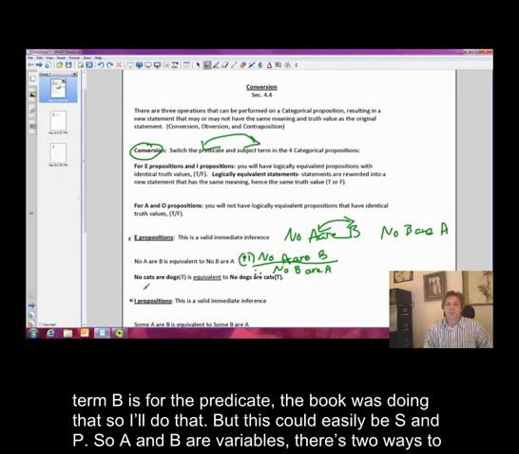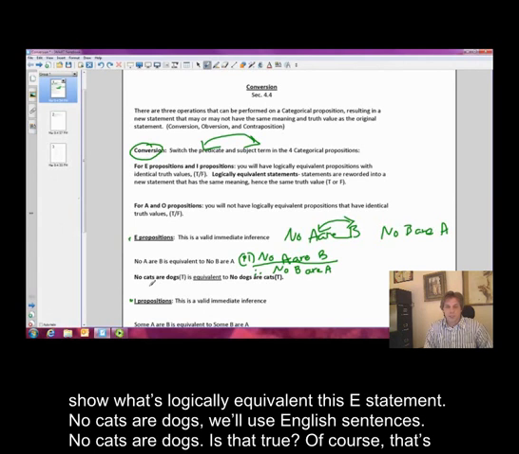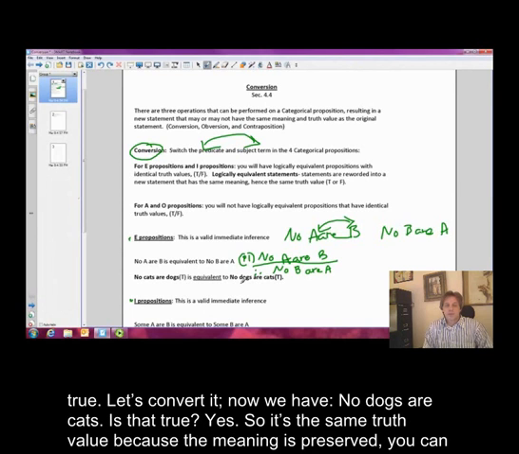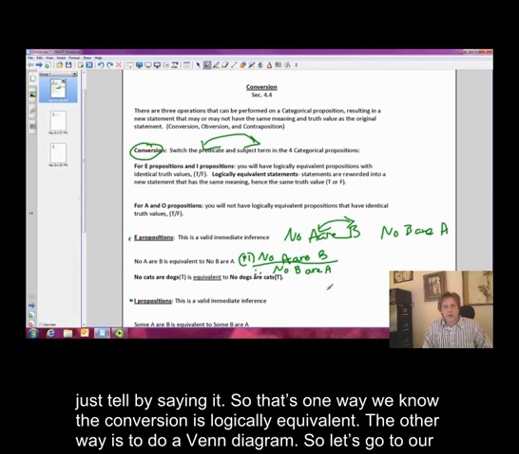There are two ways to show this E statement is logically equivalent. First, no cats are dogs; we'll use English sentences. Is that true? Of course, that's true. Let's convert it. Now we have no dogs are cats. Is that true? Yes. So it has the same truth value because the meaning is preserved. We can just tell by saying it. So that's one way we know the conversion is logically equivalent.